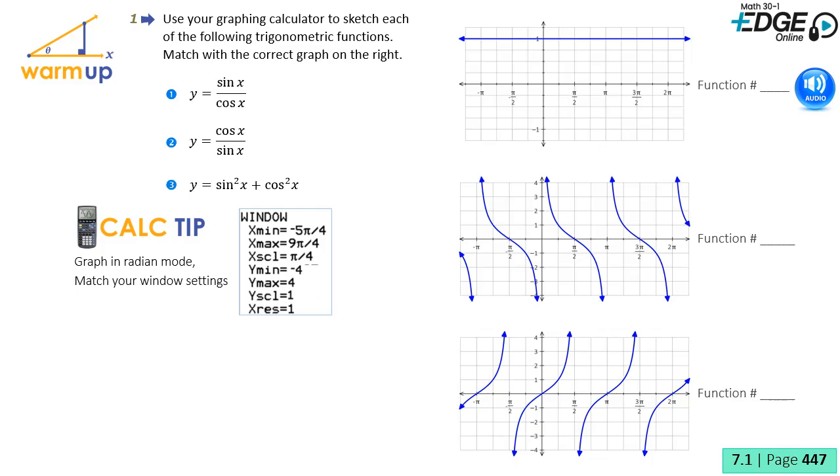Before we start on any major algebraic work with trigonometric identities, let's warm up using our calculator. Here, we're given 3 trigonometric functions and asked to match them to their appropriate graphs, shown on the right. Let's take a second to set up our calculator in radian mode and put our window settings as shown on the screen.